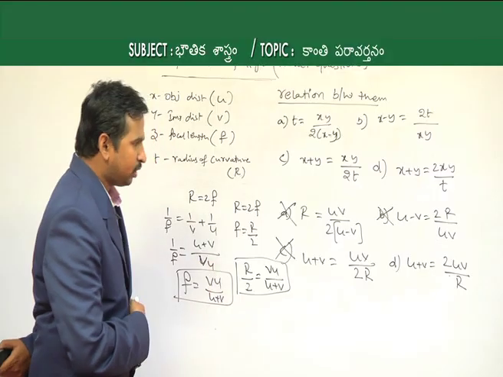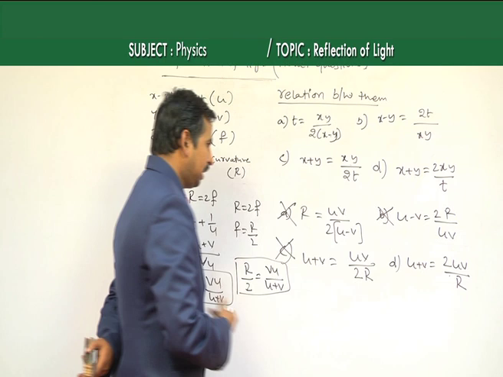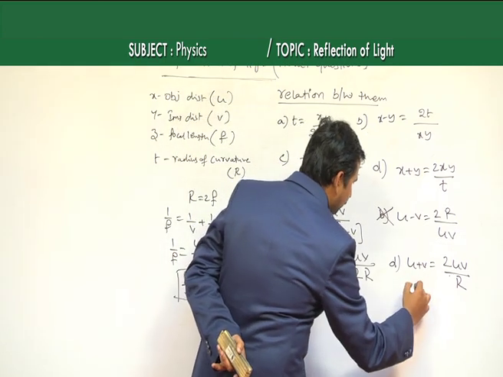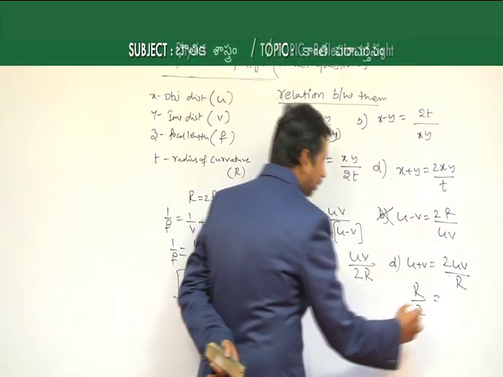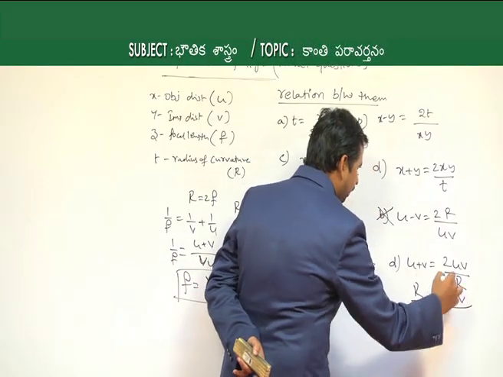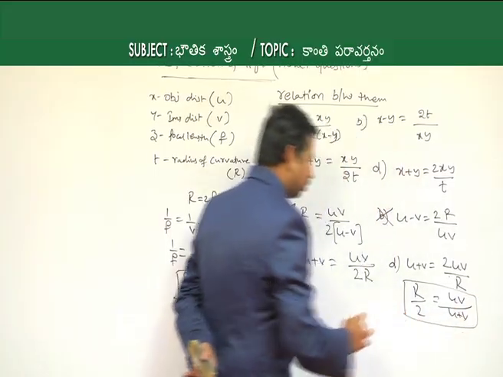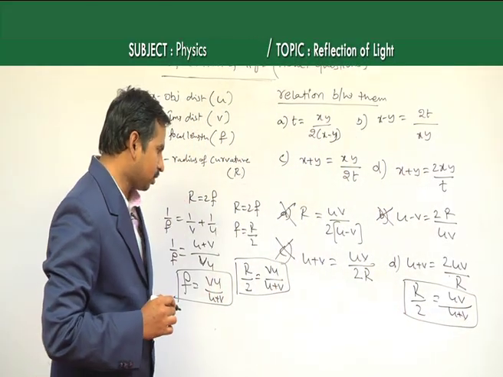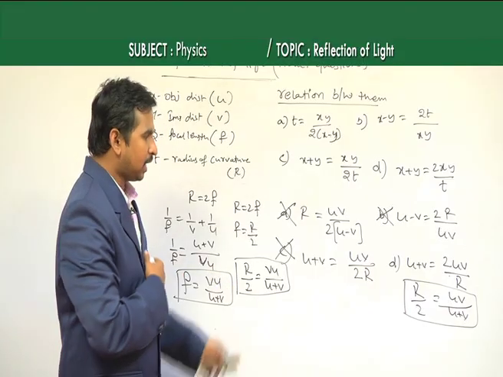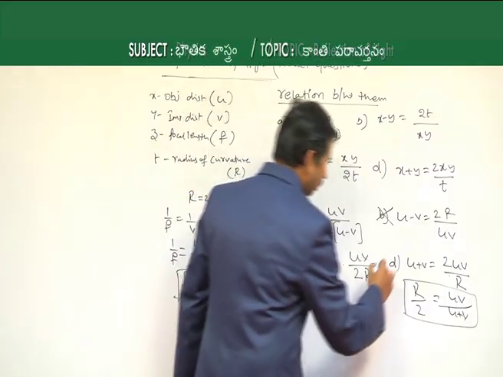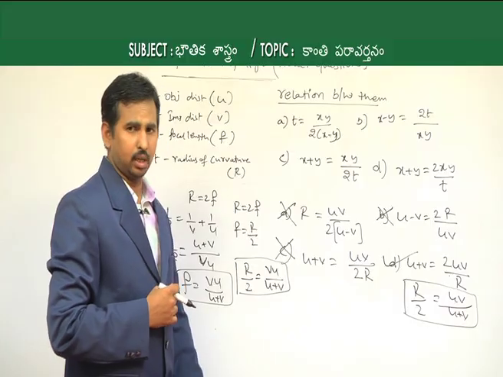And u plus v is equal to 2uv by r, we can get that one, because if you bring that r this side, and bring the 2 to this side, then r by 2 is equal to uv by u plus v, which is the same as our given option. So the answer in this case is D, that is u plus v is equal to 2uv by r.